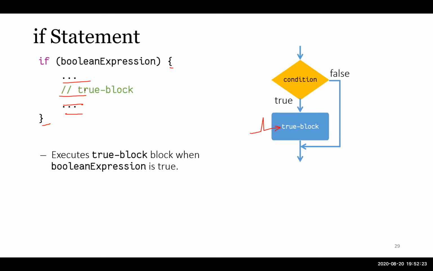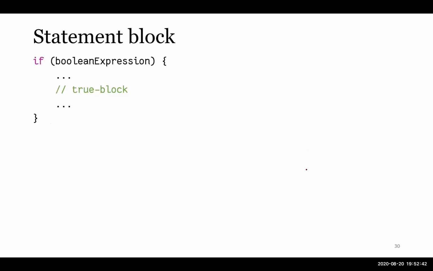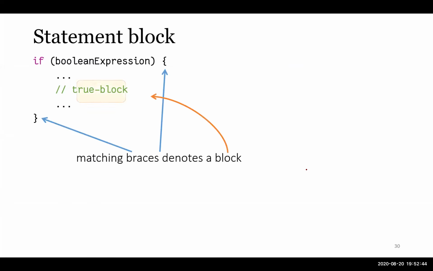In Python, you use indentation to denote a block, but for C, you use curly brackets. So this is a true block. This is the most basic form of an if statement. If something is true, then do a bunch of statements. Otherwise, just ignore and continue the rest of the program. So this is the statement block. The matching brackets denote a block.